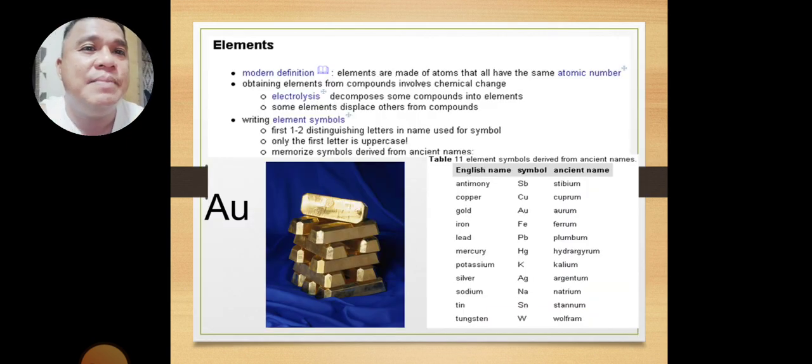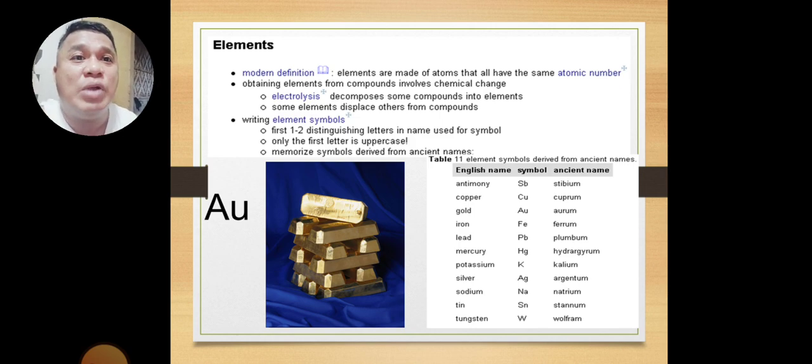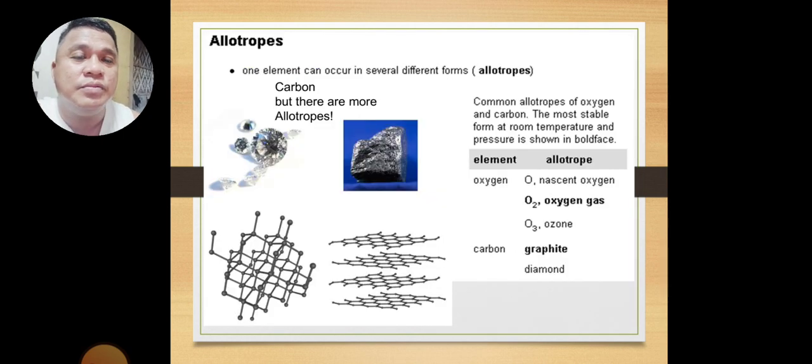And of course, for element symbols, the first letter is capitalized and the second letter is a small letter, just like that. There are a lot of elements in the periodic table. Try to find out what those are.